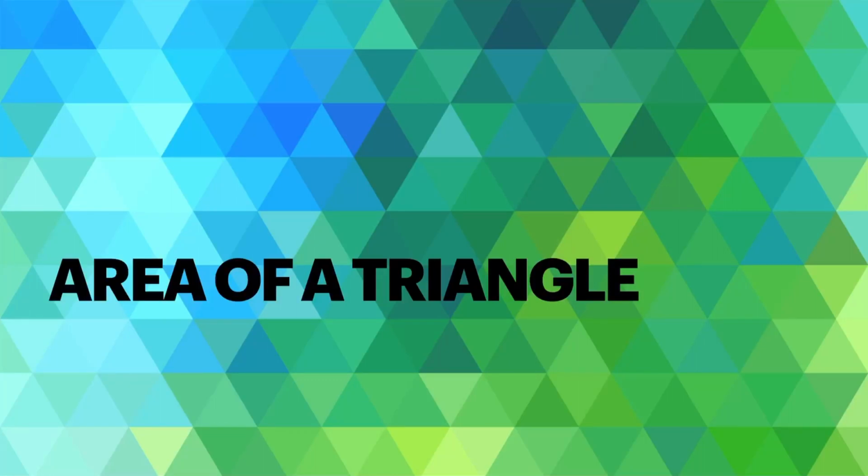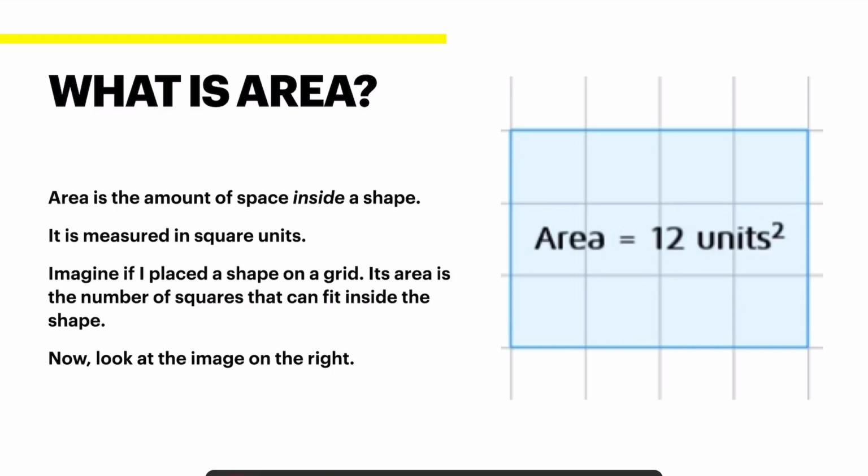Now, let's see how we can find the area of a triangle. First off, let's recap. What is area even? Area is the amount of space inside a shape. It is measured in square units.